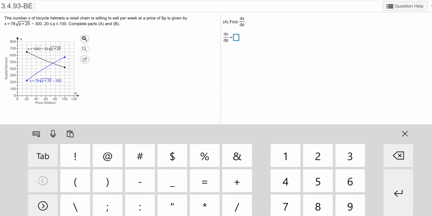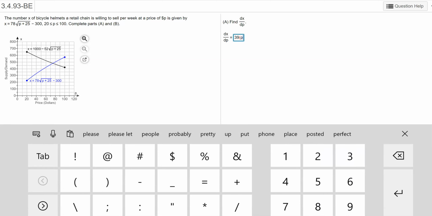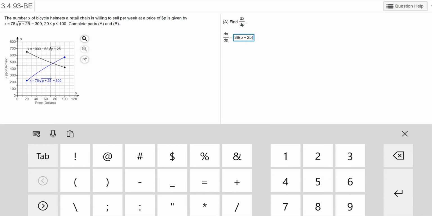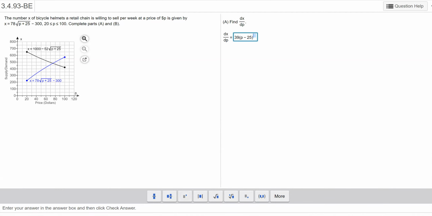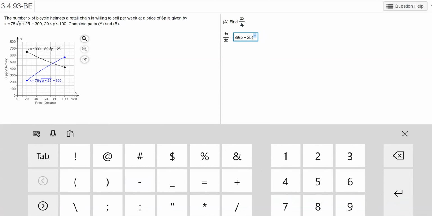So it was 39, parentheses, p, plus 25, close my parentheses, and then I need an exponent going on here. Might have to plug my keyboard back in. Okay, exponent, oh no, I got it. Okay, exponent to the negative 1/2. Okay, negative 1/2.